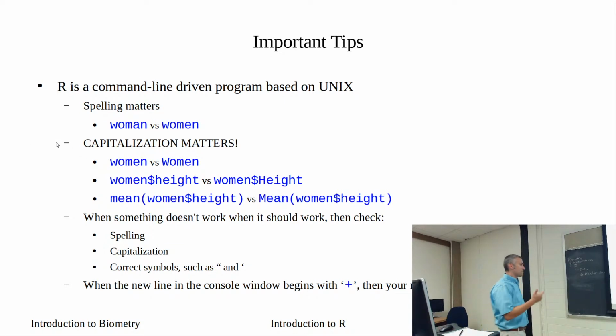All right, so important tips. R is a command line driven program. It's based on the Unix operating system. That means spelling matters. Women versus woman, singular versus plural, that matters. These are two different variables. Capitalization matters. Lowercase versus uppercase, those are two different variables. Women height versus Women height. Again, note the capitalization difference. Those are two different things. And then the mean is the average. Lowercase mean versus uppercase. Uppercase is going to fail. There is no function with an uppercase mean, but a lowercase mean will work.